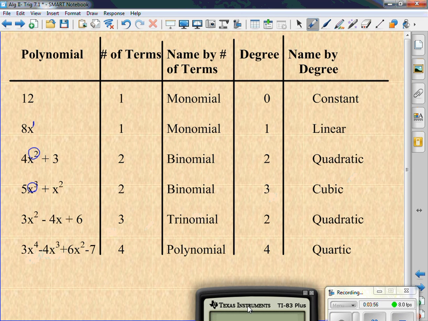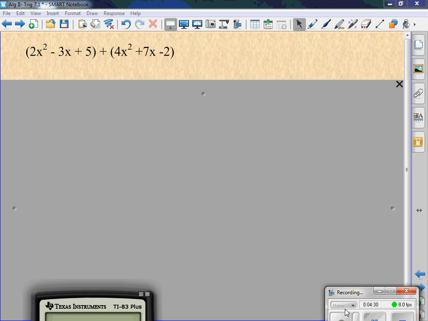On this last one, I have 3x to the 4th minus 4x cubed plus 6x squared minus 7. There are 4 terms. If there's more than 3 terms, we just call it a polynomial. There's many terms. The highest degree is a 4. Something to the 4th degree is called quartic. What does quartic sound like? Quarter. What do you know about a quarter? There's 4 of them in a dollar.